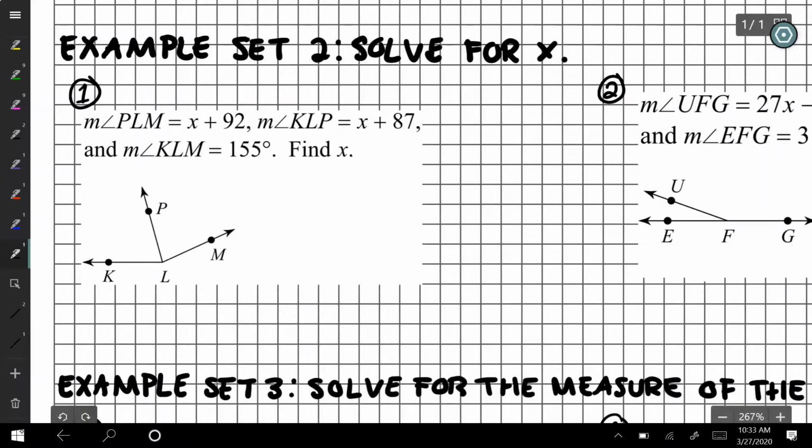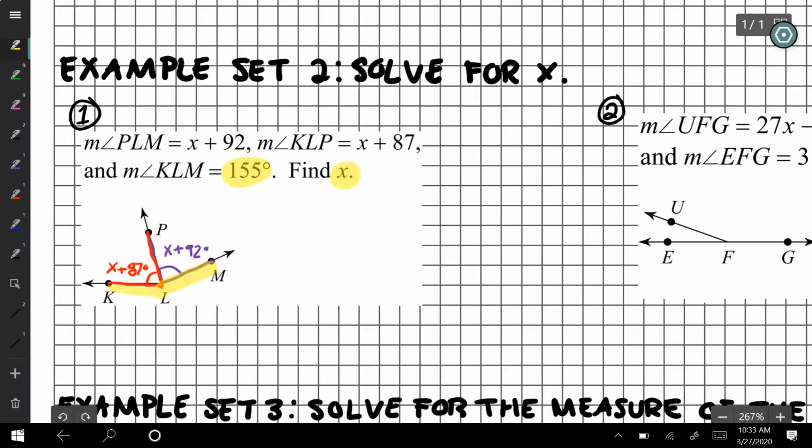So we're going to start reading the question. Angle PLM, right here, has a measure of x plus 92. Alright. And angle KLP has a measure of x plus 87. And KLM here is 155, and we want to solve for x. Alright, so we're not finding the measure of the angle, we are just solving for the value of x.